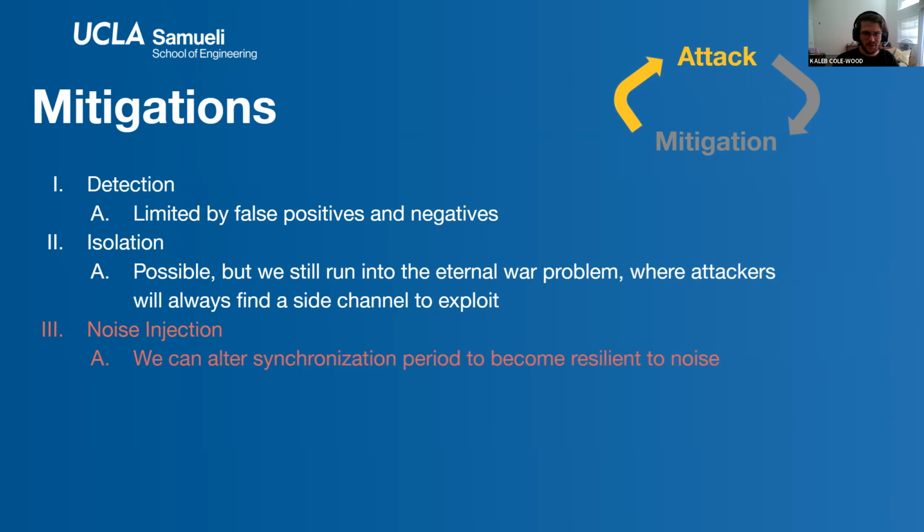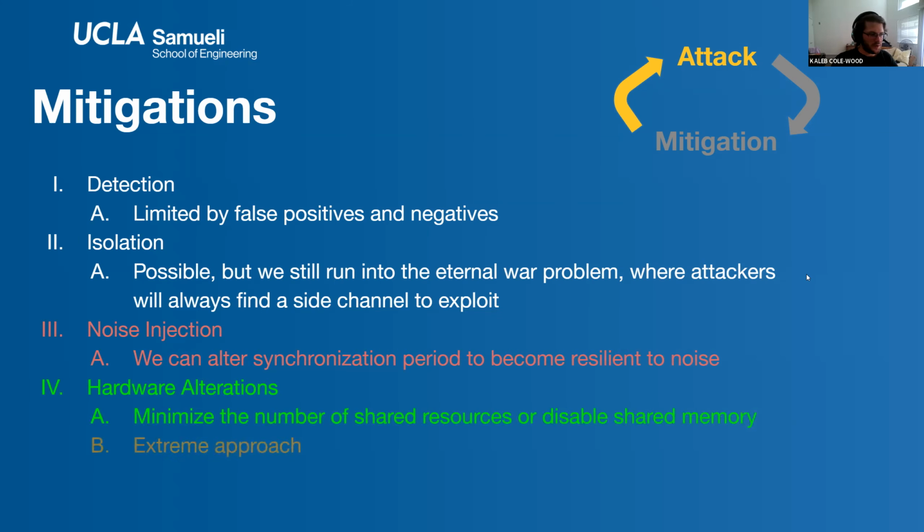The paper describes that noise injection is not an optimal mitigation due to Streamline's resilience to noise through altering the synchronization period between receiver and sender. And then, of course, the sort of nuclear option is eliminating the use of shared resources, which many designers will not choose because it's not optimal and slow.